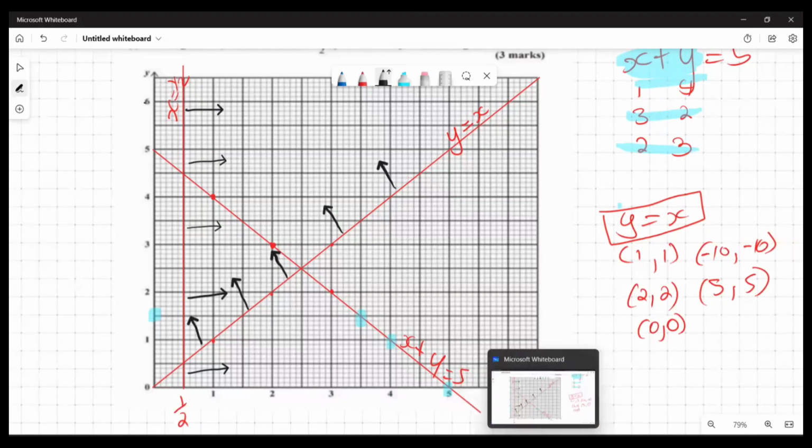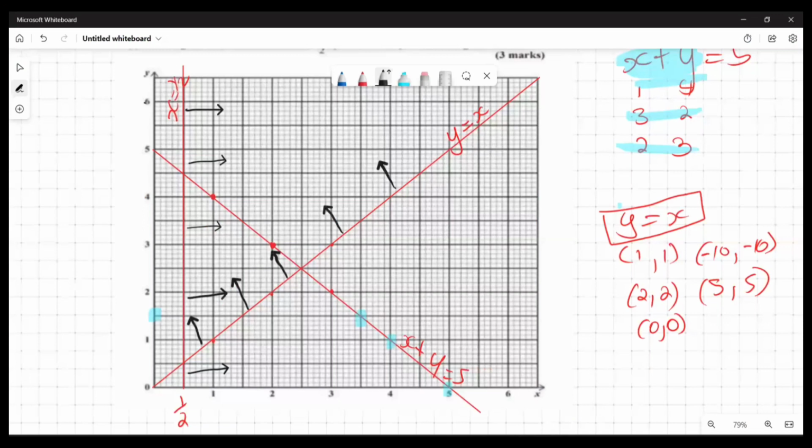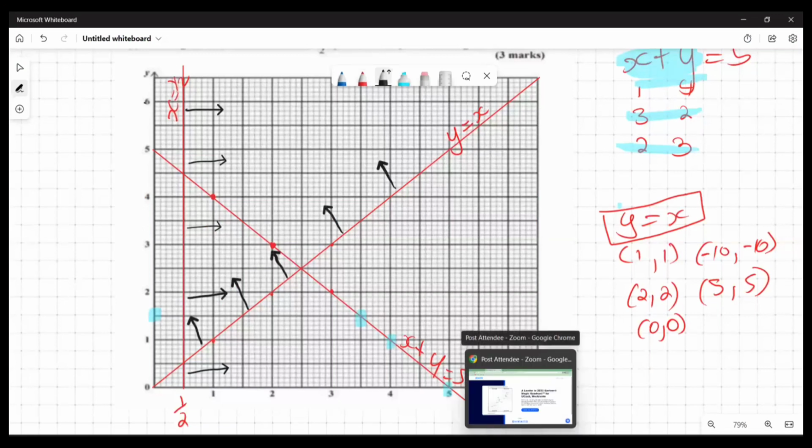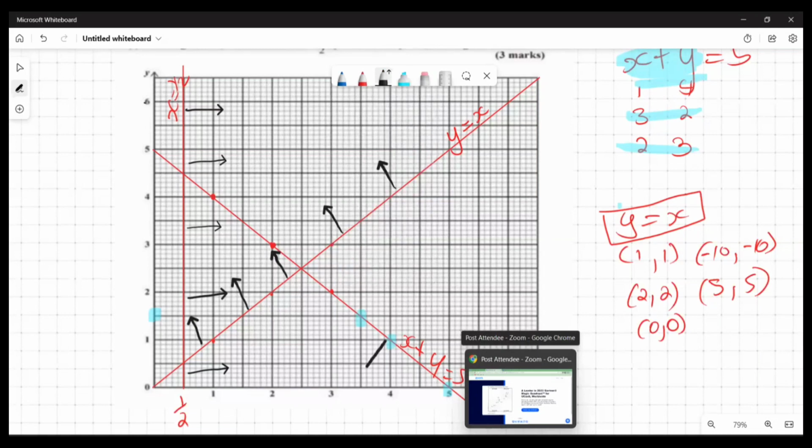The final one you want to look at now, look what it says. x plus y less than 5. Everybody agrees on what less than says? Less than 5 would mean below the line. So see the line here, you're going to point below. Less than is below the line.